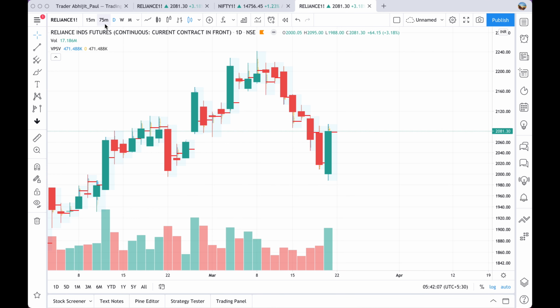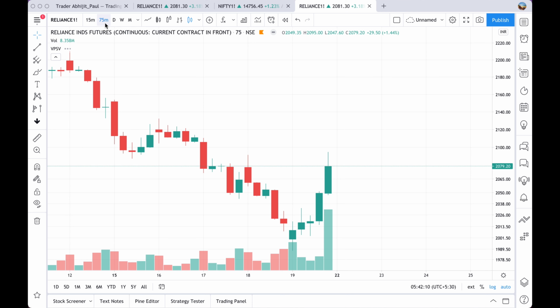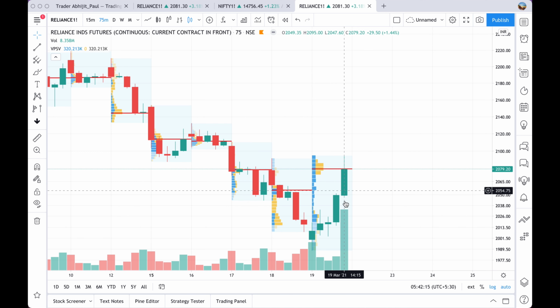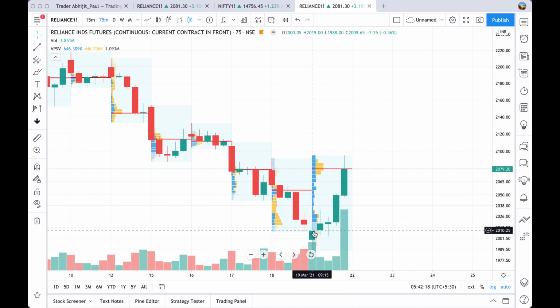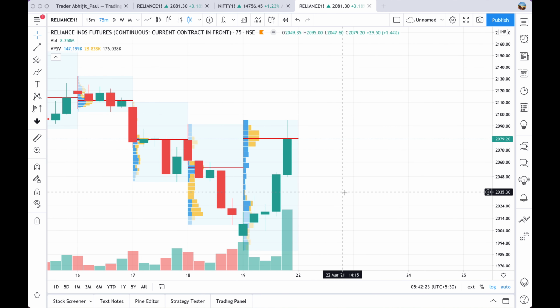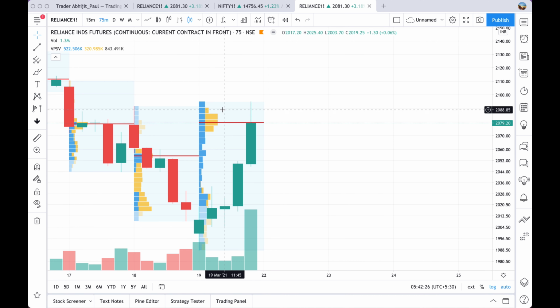If I change this daily chart and let's say I move into the 75-minute time frame, you will see much more clearly that the last 5 candles make one session. This was 19th March: first candle, second, third, fourth, fifth candle. Now over here you can see this entire 5 candles have been selected, and it shows the volume profile of that particular session. We can see that the chunk of the volumes happened at around close to the 2080 mark, and then at 2025 there are some volumes here, but the point of control is 2080.